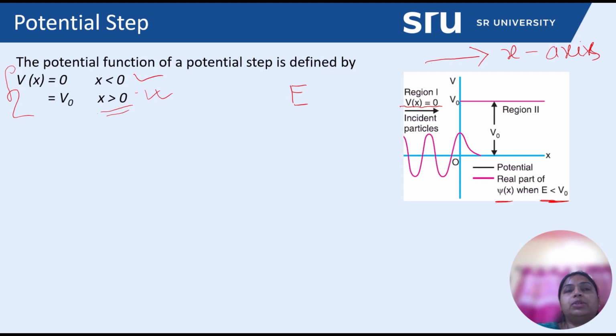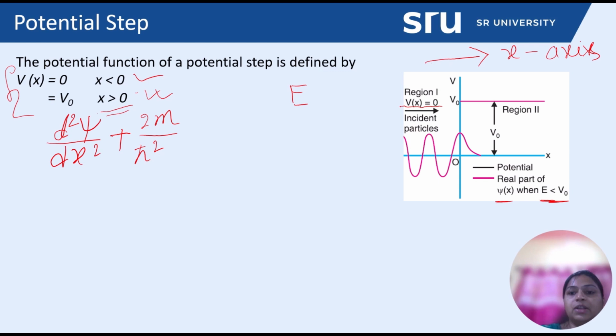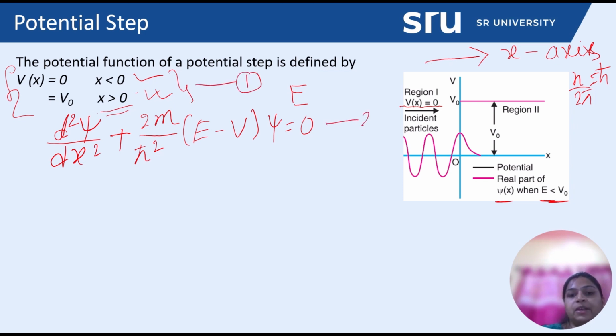We know the time independent Schrodinger equation, in one dimension, is d square psi divided by dx square plus twice m over h cut square times (E minus V) psi is equal to 0. Here h cut is nothing but h by 2 pi. Let us call this equation 1 and this equation 2.